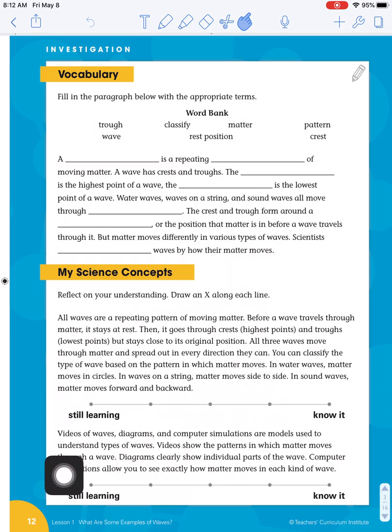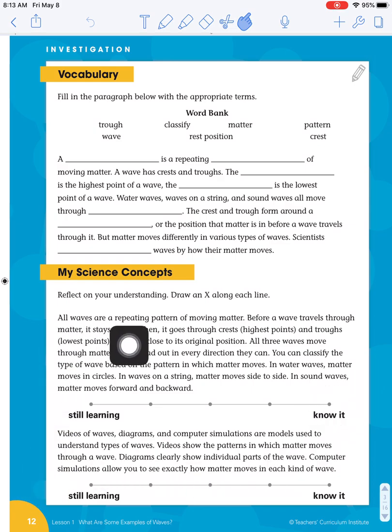And then here is your science concepts. This is just going to be thinking right now about your understanding, okay? You're going to draw an X along each line. So down here there's a line so that you can gauge how is your understanding of what we're going to be learning about. Are you still learning it, or do you know it? In between is like, I'm still learning it, I kind of know it, I'm getting it, I understand most of it. This would be, I know about it. I don't need to keep learning.